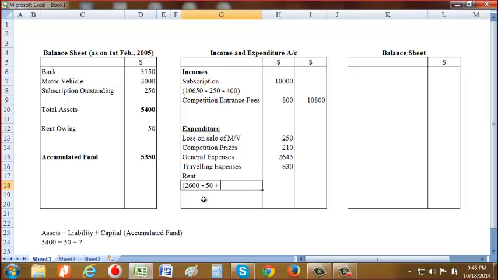See the above required point number 2. Rent prepaid. Prepaid means we paid in advance. So that also I will subtract, because it was paid in advance. 2600 I paid in total. Out of that, 50 belongs to the previous year and 100 belongs to the next year because it was paid in advance. So what will be the rent for the current year? 2600 minus 50 and minus 100. So this is the rent for the current year. Got it?